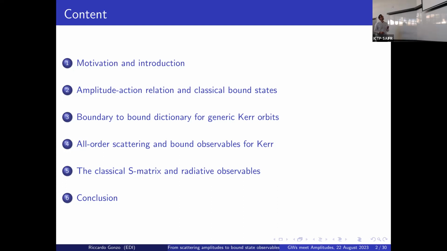Then I will focus on a particular case, which is the boundary to bound dictionary for generic orbits. We know the probability is very important. It's the building block, for example, in the self-force process, which is one of the cases we understand very well. And I would like to fully uncover the structure of this boundary to bound map for generic orbits. Then we will look at observables, and how to extract observables from this structure. And finally, I will briefly talk about some extension of this beyond the conservative problem, like for radiative observables, although it is very much work in progress.